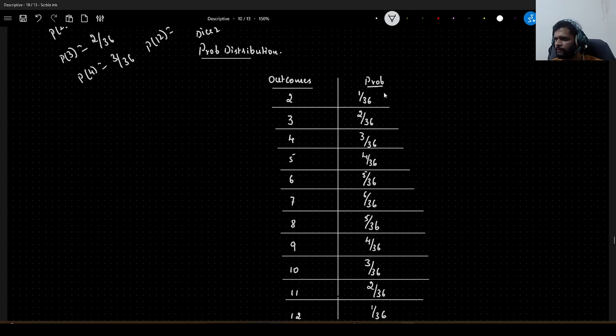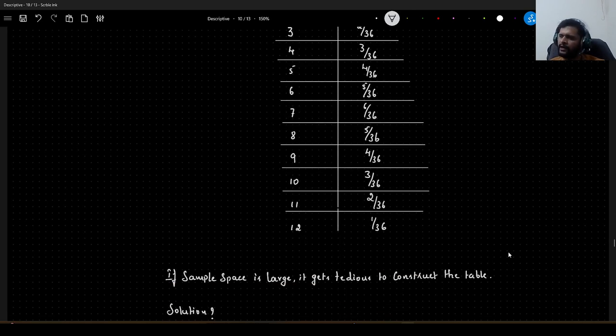Probability of getting 2 is 1 by 36, 3 is 2 by 36, likewise 7 is 6 by 36, 9 is 4 by 36, and all the way up to 12, the probability of getting 12 is only 1 by 36. Why? Because we have to get 6 from both the dice. That's the only possible way where we can get the total sum to be 12, right? So that's what I have written the probability as 1 by 36.